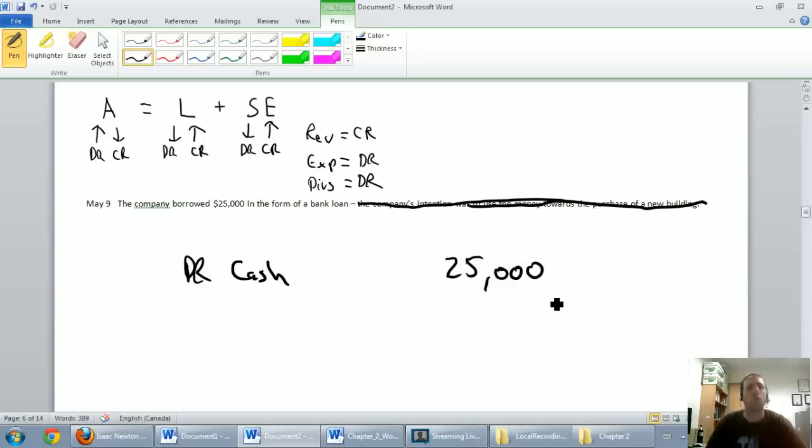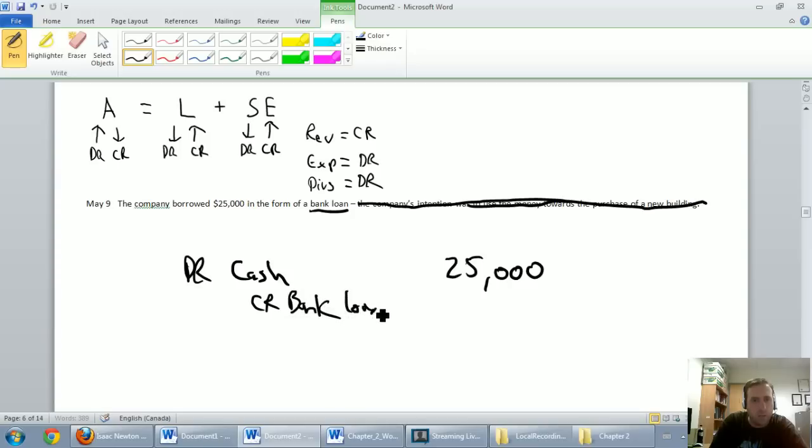Next up, we got to say, well, what else is going on here? And of course, the bank loan's the other piece of this. It says in the form of a bank loan. And we got to say to ourselves, well, what is a bank loan? Bank loan is a liability. Is our liability going up or down? Well, I owed the bank $0 on May 8th. On May 9th, I owed them $25,000. My liability is going up. According to the rules of debit and credit, I've got a credit bank loan, because my bank loan is going up.